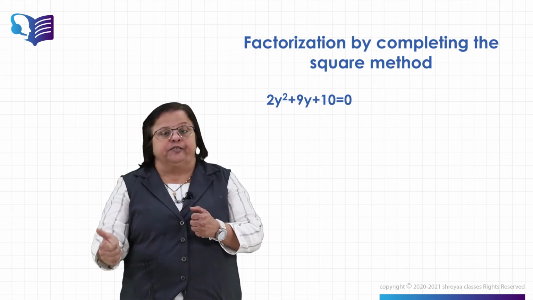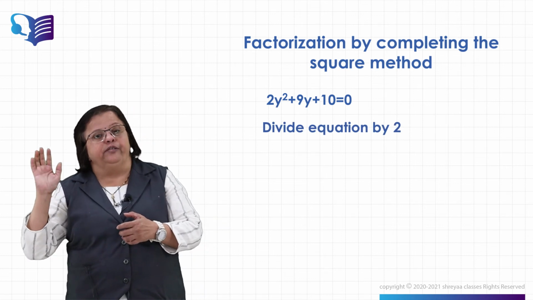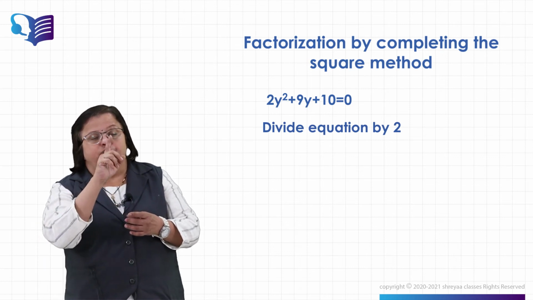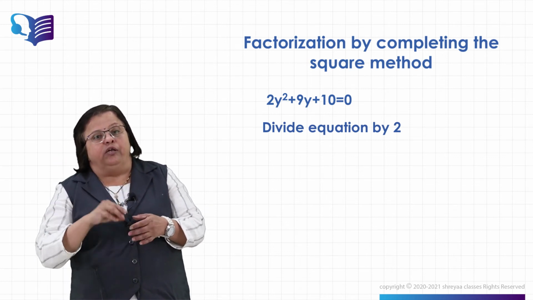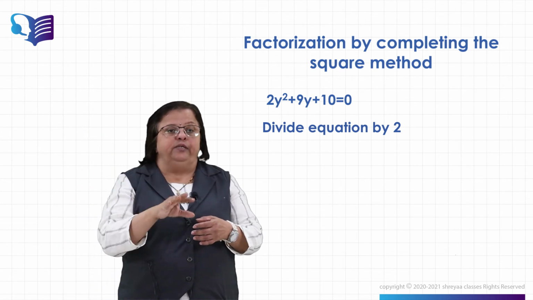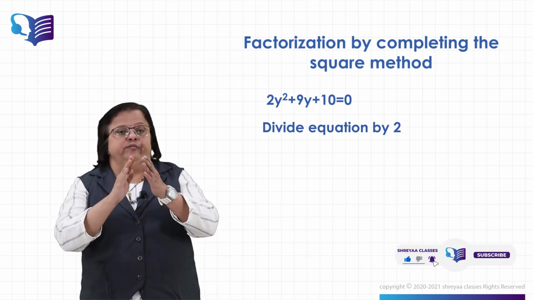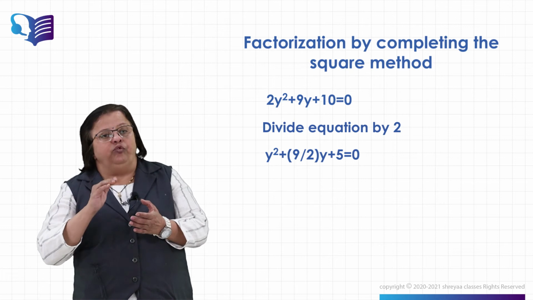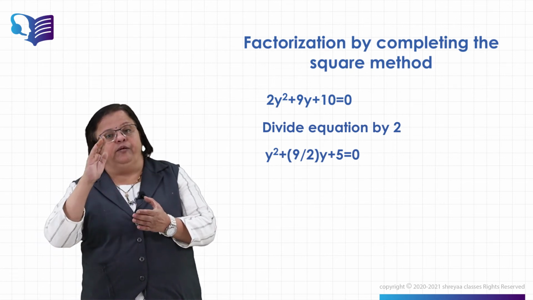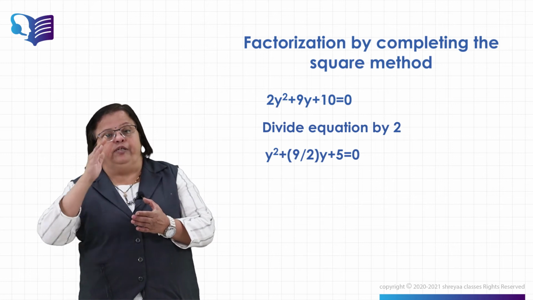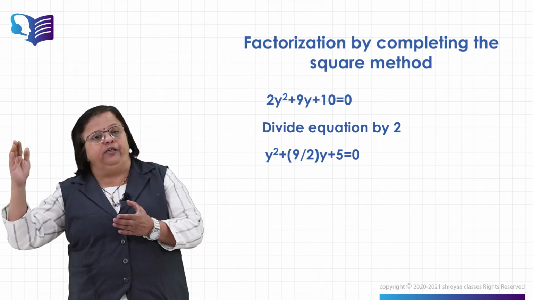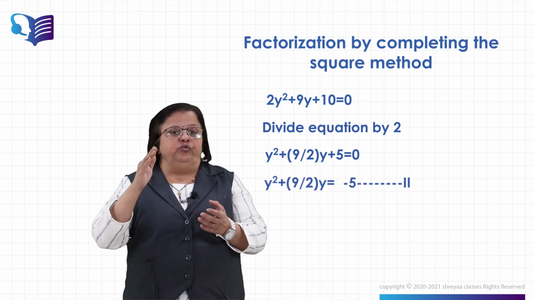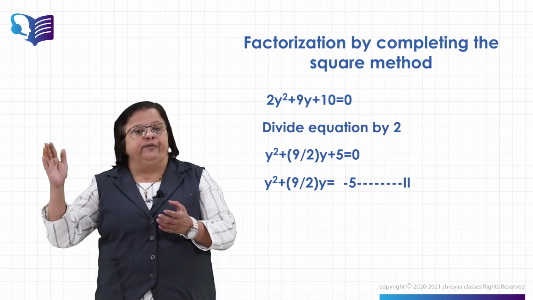Now here the first step is divide the whole equation by 2 because the coefficient is 2. If in place of 2 there is 4, then you have to divide by 4. If it is 5, you have to divide by 5. If it is 3, you have to divide by 3. Okay, so we'll divide by 2. So it will be y square plus 9 upon 2 into y plus 10 upon 2, which is 5. So it will be y square plus 9 upon 2 into y plus 5 is equal to 0. So it will be y square plus 9 upon 2y is equal to minus 5.